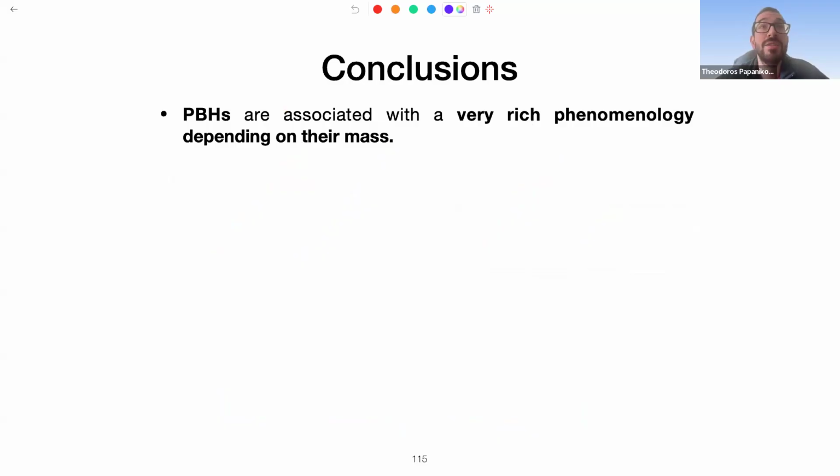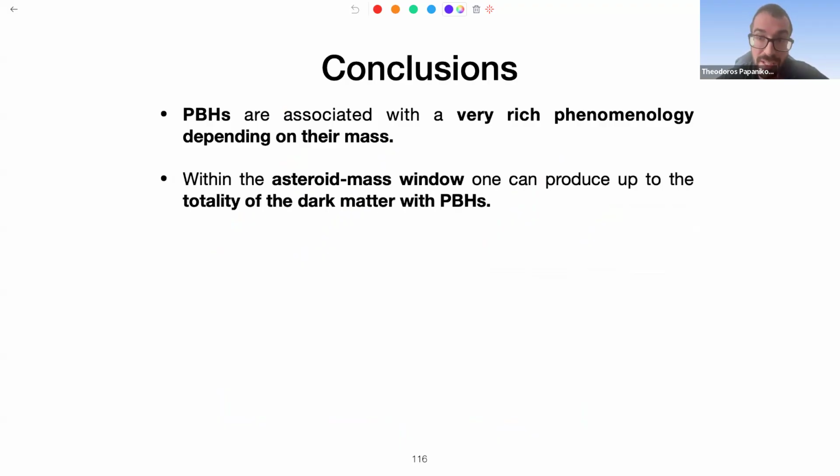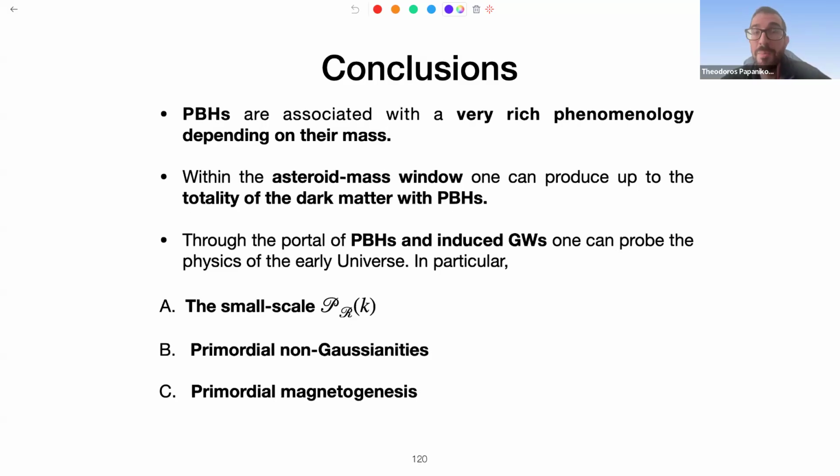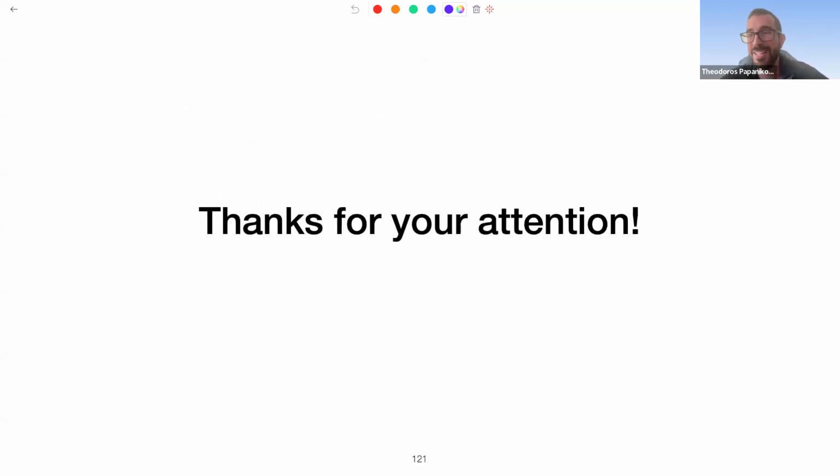Now let me conclude. Today we saw that primordial black holes are associated with a very rich phenomenology depending on their mass, and in particular within the asteroid mass window, where we do not have observational constraints on their abundance, these objects can constitute up to the totality of the dark matter. We also studied the portal of gravitational waves induced by PBHs' number density fluctuations and by vector metric perturbations, showing that induced gravitational waves can serve as a probe of the early universe, in particular of the small-scale curvature power spectrum, of primordial non-Gaussianities, and of primordial magnetogenesis models. That was all I wanted to mention, and I want to thank you for your attention.